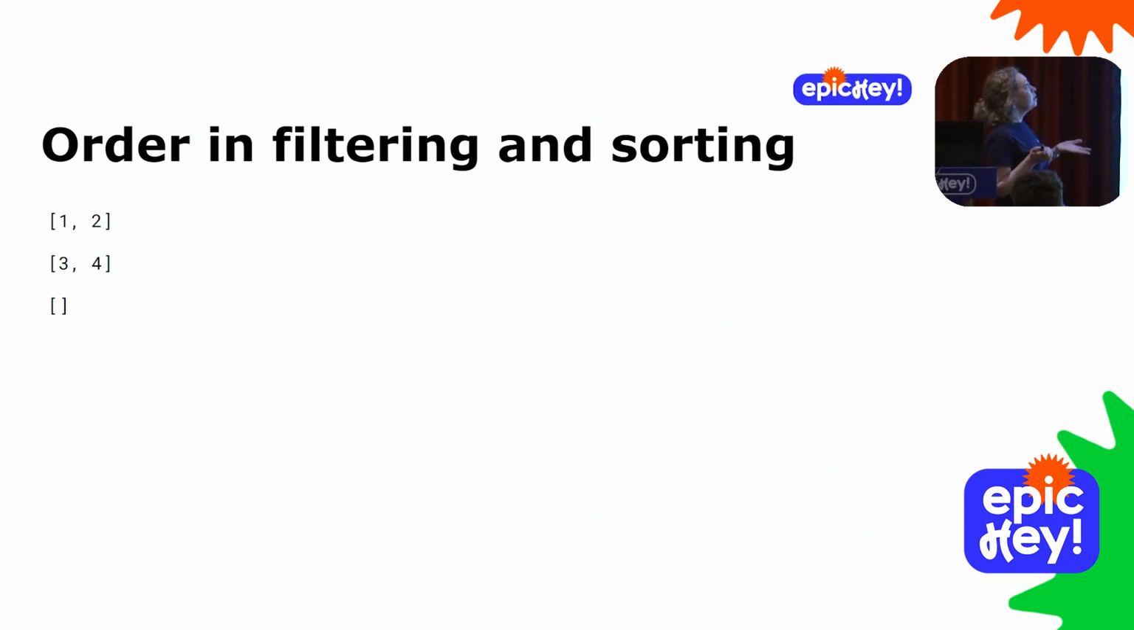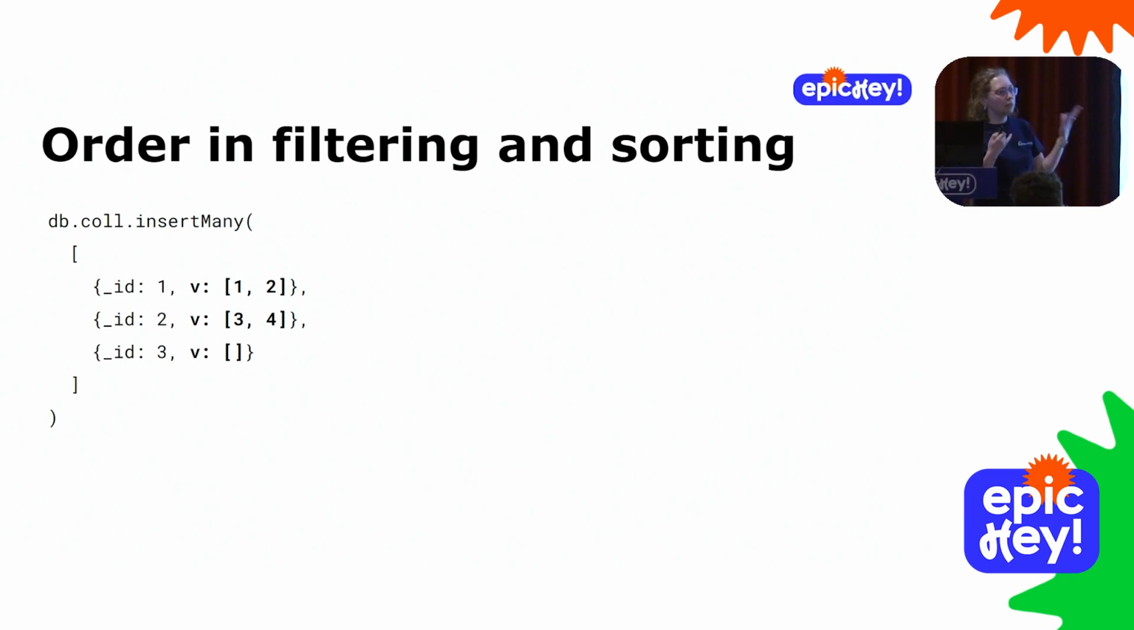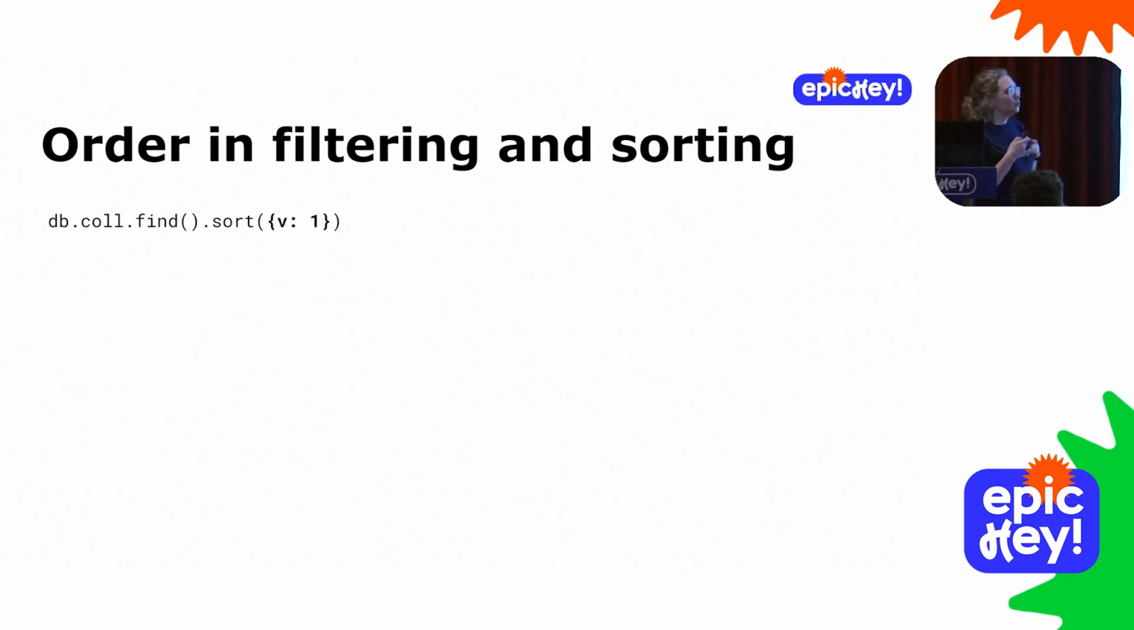Those documents store arrays. In our case, we have 3 arrays: elements 1, 2, elements 3, 4, and an empty array. Let's say we insert 3 documents to the database, and each document has a field v where we store those 3 arrays. And we want to get the data that we just stored. We want to sort it by field v. How should the results look?